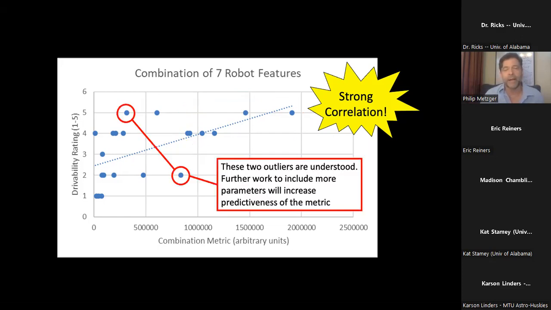Now, there were some outlier data points that we understand. We knew what was going on with those vehicles, why they didn't drive well, and it didn't have anything to do with these 7 features. So there is some scatter in the data, and we think that with more research we could improve this equation. I just wanted to say, don't be put off by the scatter in the data. We think we have real, meaningful correlation here.